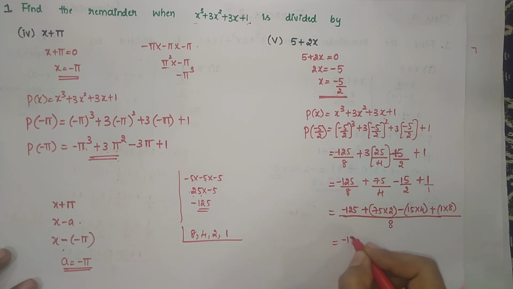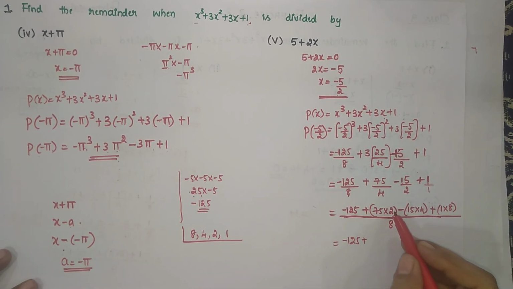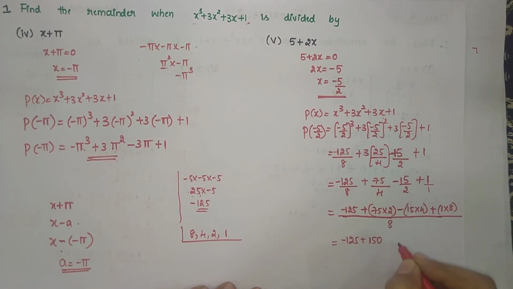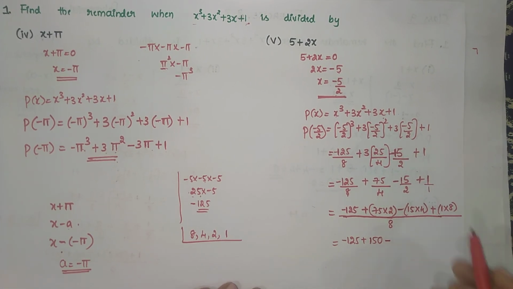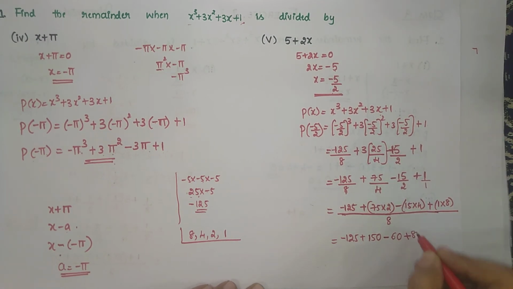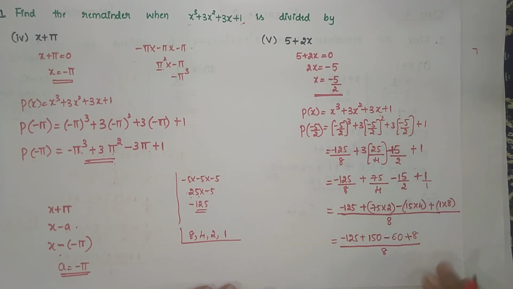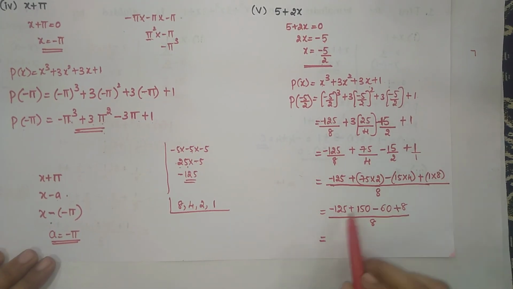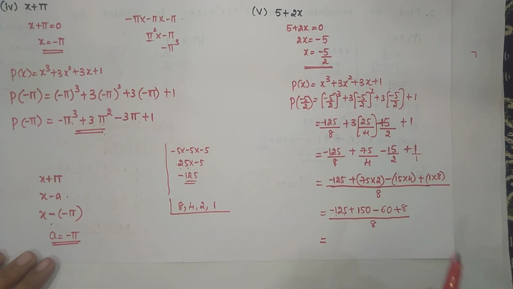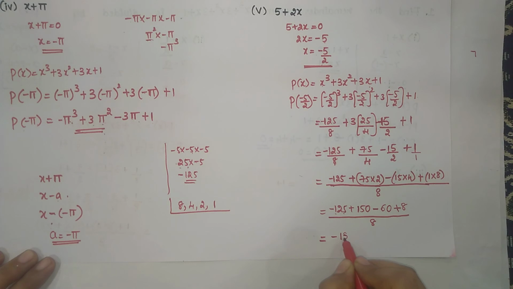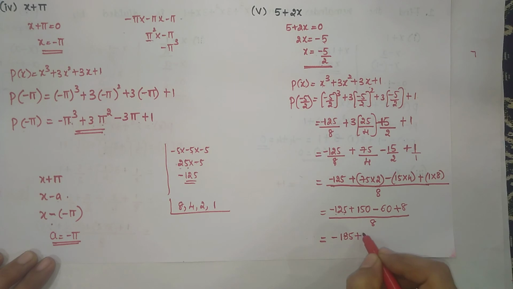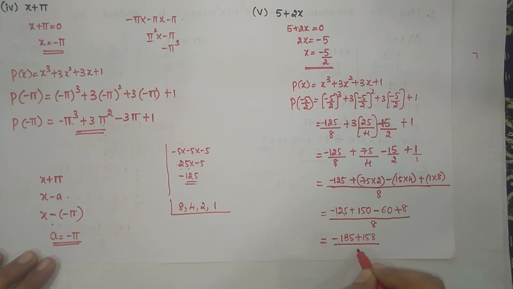We get minus 125 plus 75 into 2. 75 into 2 is 150. So it is 150 minus 15 into 4. 15 4s are 60, plus 8 into 1. That is 8 divided by 8. So we have minus 125 minus 60. Minus 125 minus 60 is minus 185, and plus 150 plus 8, so it is plus 158, divided by 8.